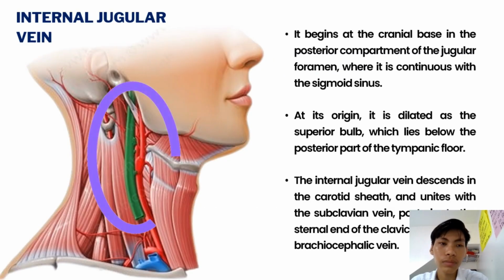The internal jugular vein begins at the cranial base in the posterior compartment of the jugular foramen, where it is continuous with the sigmoid sinus. At its origin, it is dilated as a superior bulb, which lies below the posterior part of the tympanic floor. The internal jugular vein descends in the carotid sheath and unites with the subclavian vein posterior to the sternal end of the clavicle to form the brachiocephalic vein.